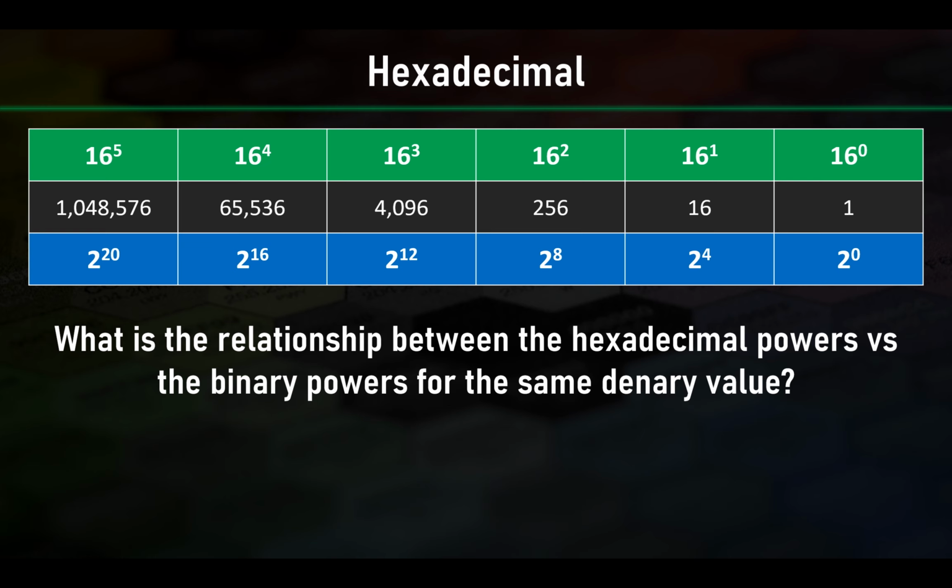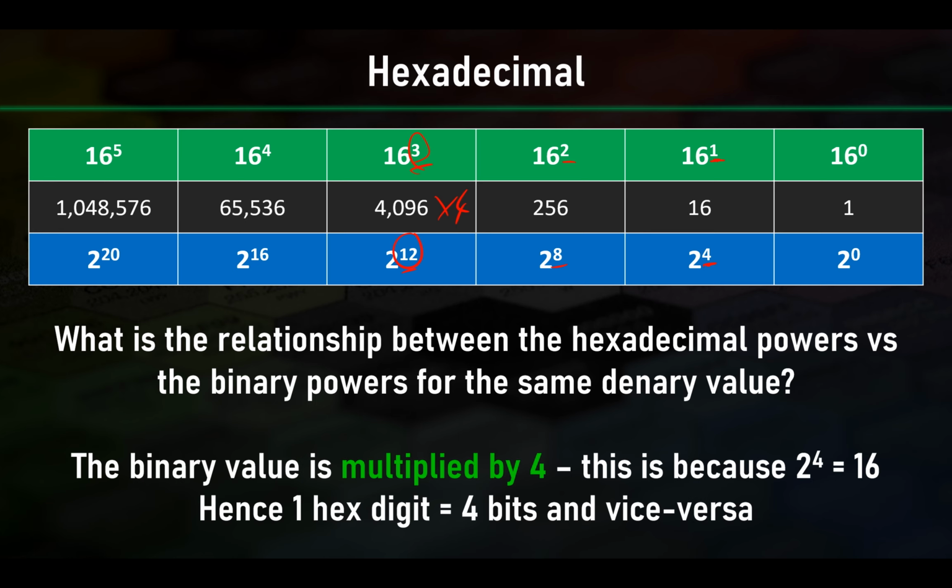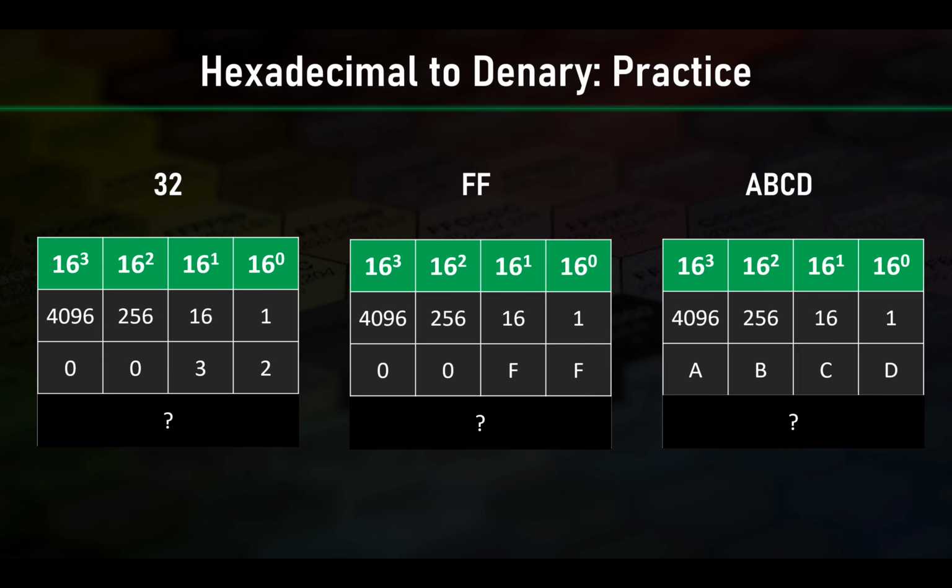Then if we look at the relationship, if we look at here, 1 and then 4, 2 and 8, 3 and 12. So it's going to be multiplied by 4. That's the difference between the base 16 power and the base 2 power. Because of this, and because 2 to the power of 4 equals 16, that's why 1 hex digit equals 4 bits, and why 4 bits equals 1 hex digit. If we have practice, I'm just going to do the first one. You can pause the video and have a go at the other two, just to keep the video shorter.